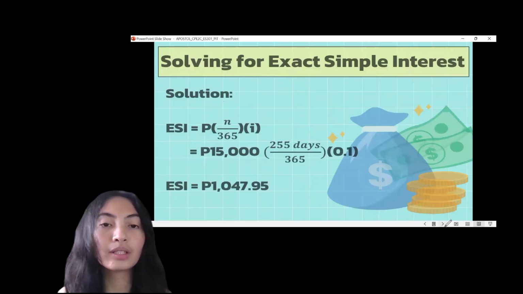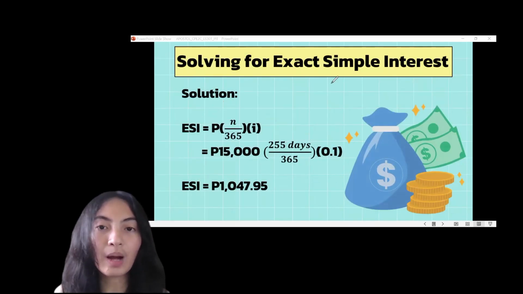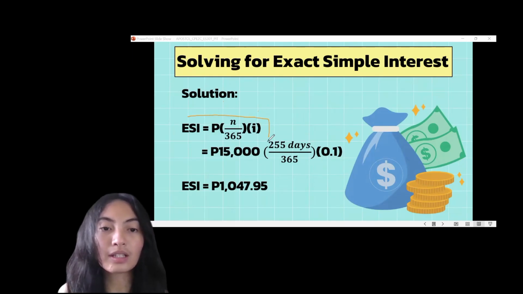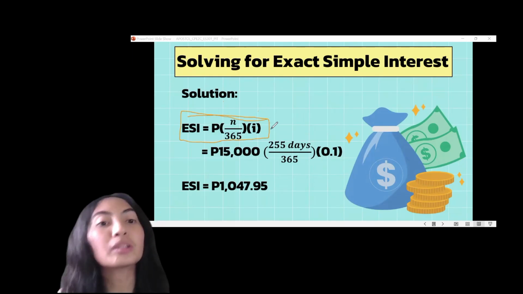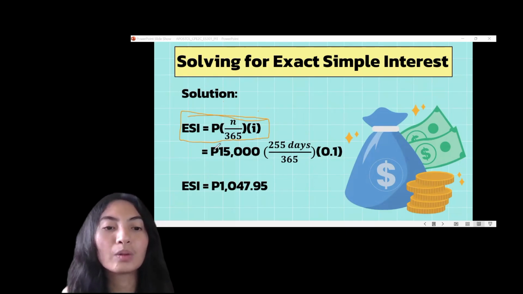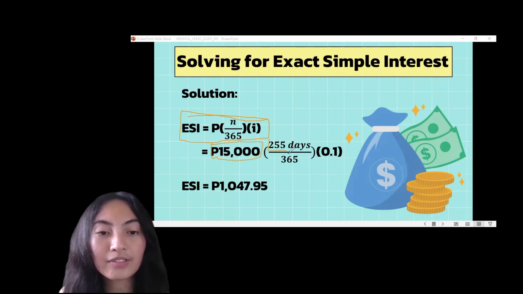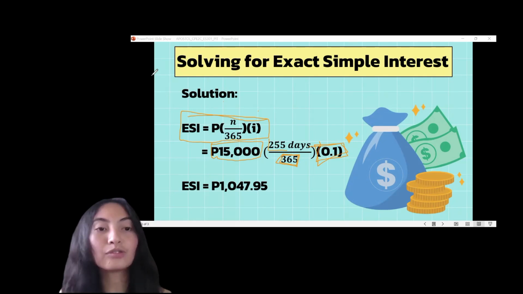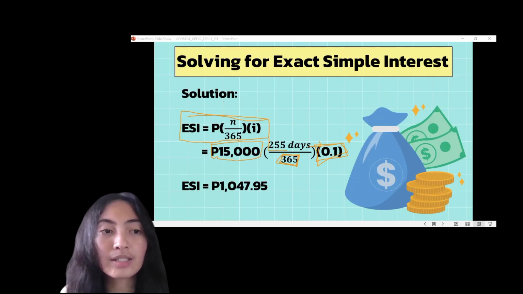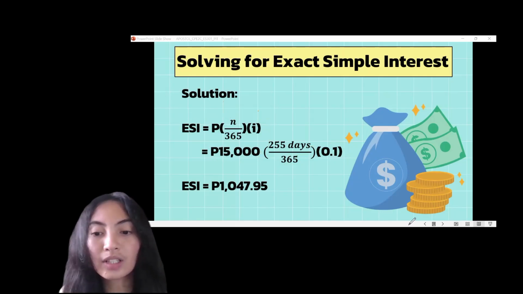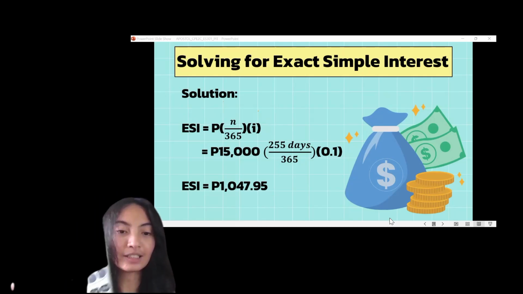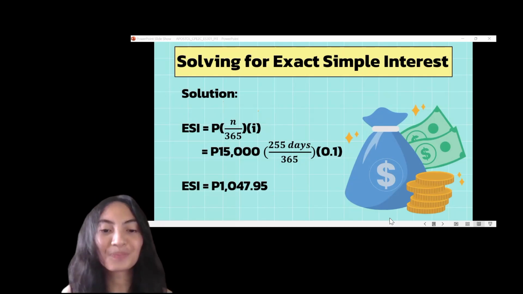Since we are able to identify our N, now we can solve for our exact simple interest using this formula. We will just multiply all our given: the 15,000 being our P, and 255 days as our N, divided by 365, since 2007 is an ordinary year, and then our interest rate, which is 0.1. We will just have to input all of these in our scientific calculator. I already calculated it here.